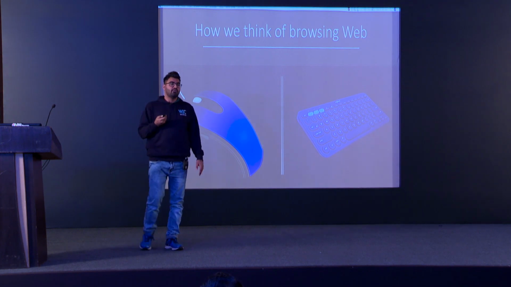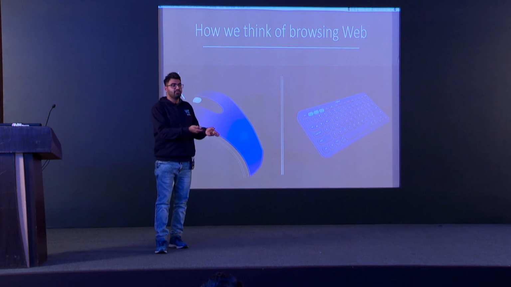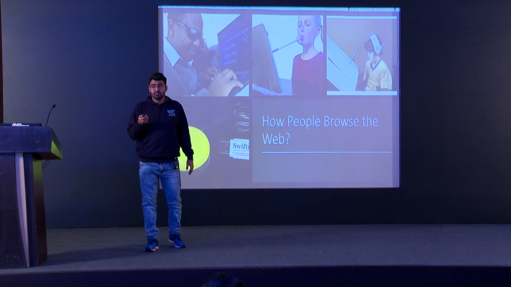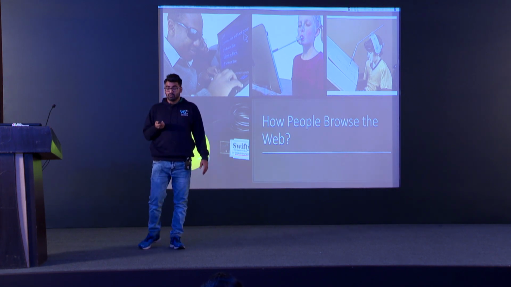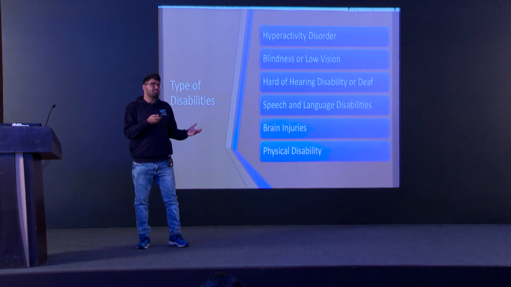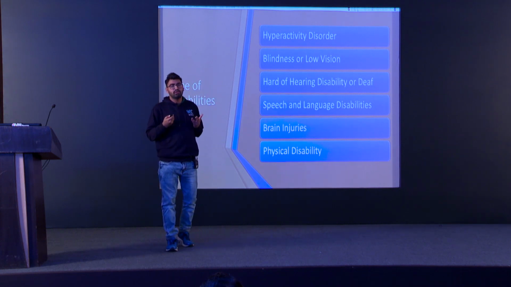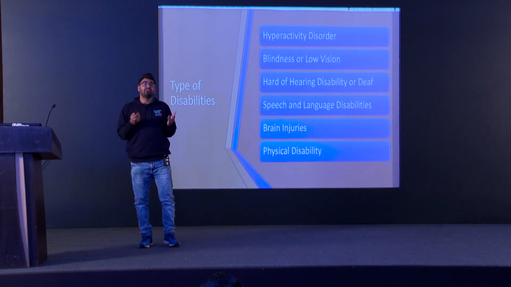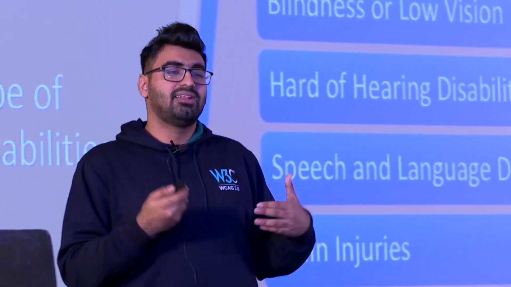So how do we think of using the web? Mouse or keyboard, right? We think everybody is using either a mouse or a keyboard. But the truth is not that. People use the web with a lot of things like screen readers, mouth sticks, headbands, and switches, and there are a lot of other options apart from these as well. So which types of disabilities am I talking about? This can be hyperactivity disorder, or hearing problems, or physical disability, or brain injuries. These are the most specific ones, but the list never ends.